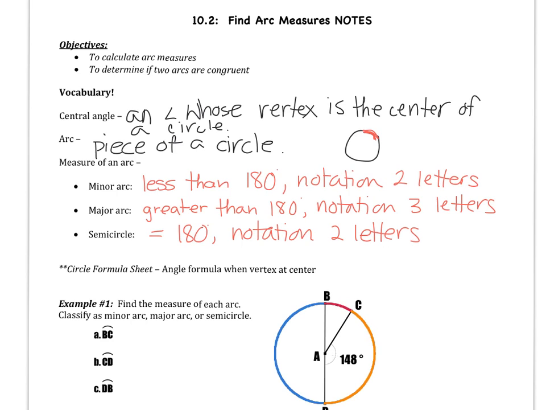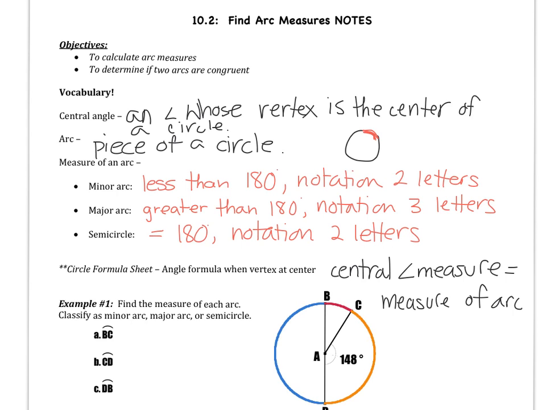In class today, I should have given you a blue formula sheet where we're going to put a bunch of formulas from this chapter. If I didn't, please remind me to do it tomorrow and I'll give it to you. But if you do have it right now, you should write on your circle formula sheet the measure of an angle when the vertex is at the center. And that would be the central angle. So the central angle measure is going to equal the measure of the arc that it intercepts.